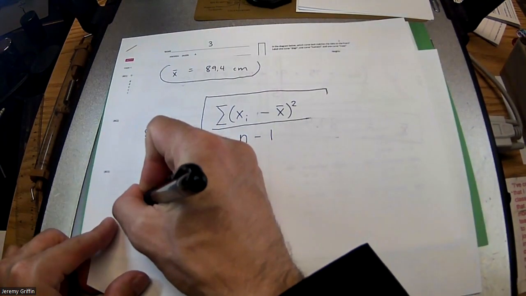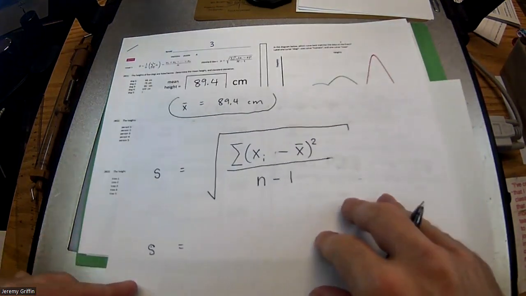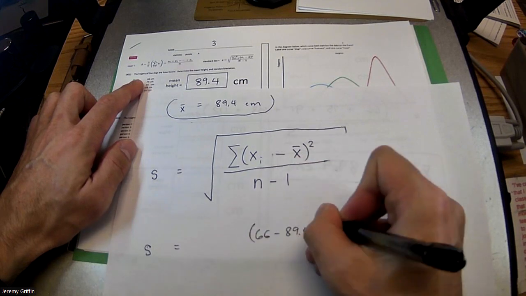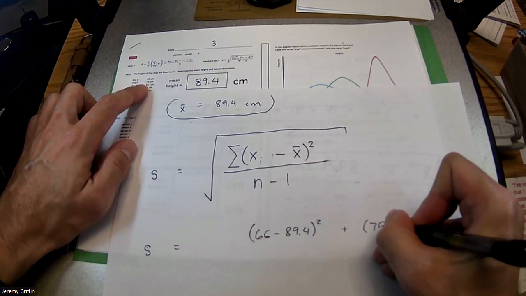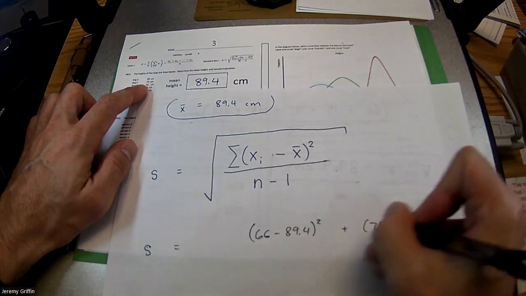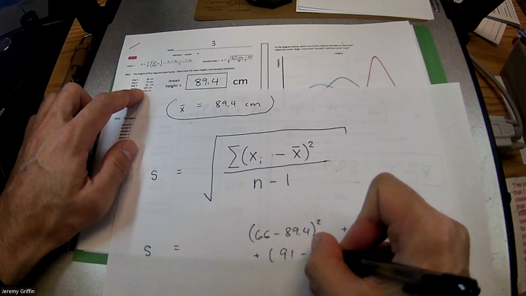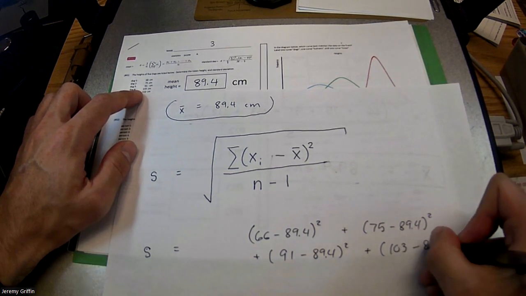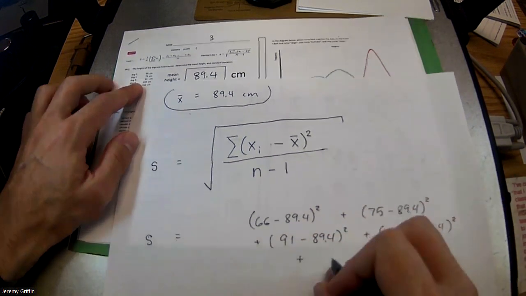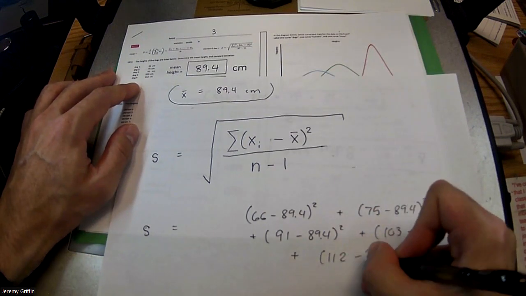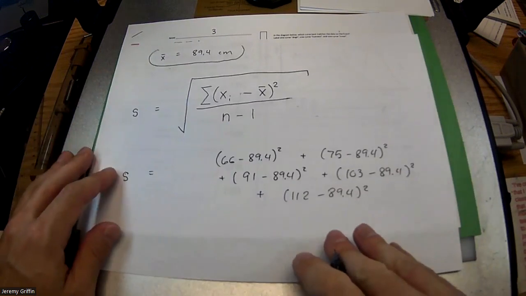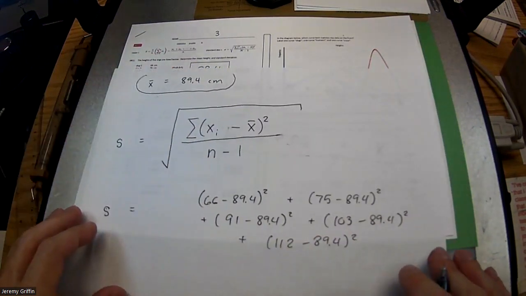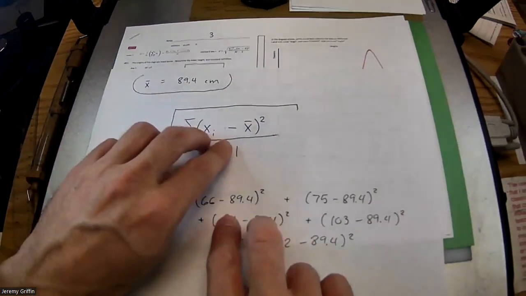So what's that going to look like with the numbers thrown in? Here's my dogs: 66 minus 89.4, square that, plus 75 minus 89.4, square that, plus 91 minus 89.4, square that, plus 103 minus 89.4, square that, plus 112 minus 89.4, square that. Which value is 89.4? That is the average. Yeah, there you go. So I've taken the 5 differences.